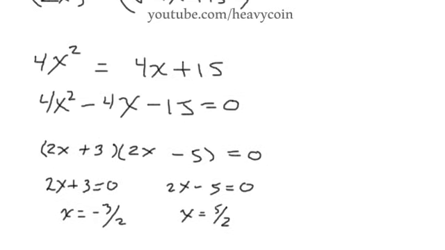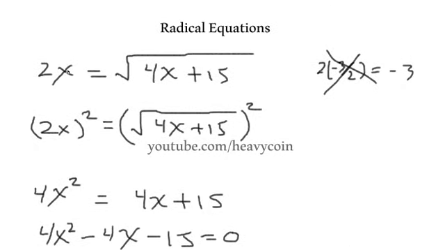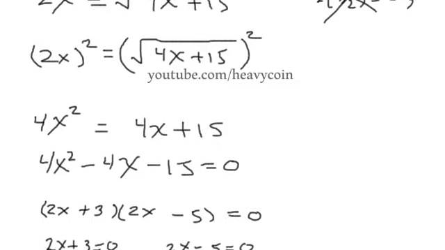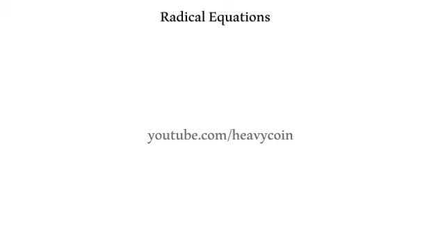However, 5 halves on the other hand is. If you plug in 5 halves over here, the 2's cancel out, you're left with a 5. Plug in 5 halves in here, 2 goes into 4 2 times, and 2 times 5 is 10, and 10 plus 15 is 25, and the square root of 25 is 5, and that's what we had over here, equal to 5. So as you can see, this is not a solution, but this is. That's our only solution. So that's a reason why we need to definitely go back and check.